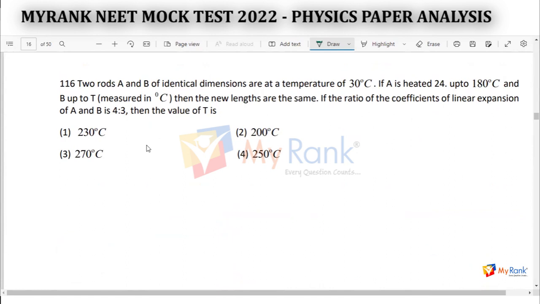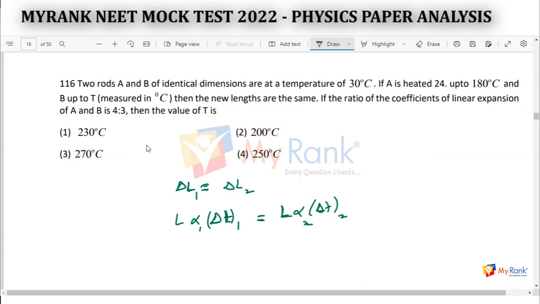In case of coefficient of linear expansion, students, metals will expand upon heating. So delta L is nothing but the change. The new lengths are the same, so I can say delta L1 is nothing but delta L2, students. Delta L is nothing but L alpha delta T, students. Here also L alpha delta T. L is constant, so alpha 1, alpha 2 terms should come. The delta T is nothing but the temperature difference, students.